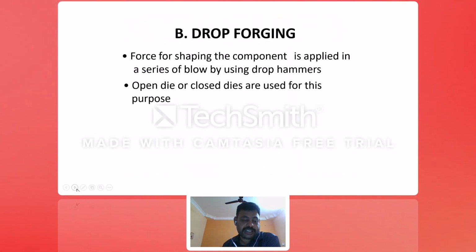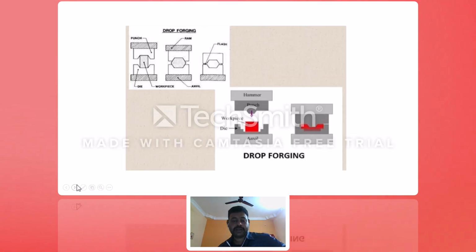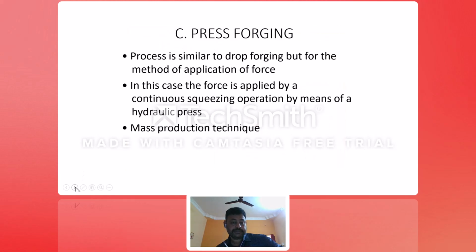Drop forging is where the load is suddenly applied over the material. This is the typical hammer, right? The workpiece is kept. If you release it, it will automatically come down due to gravity. The heavy weight acts over the workpiece. So after application of load, the component will be like this.